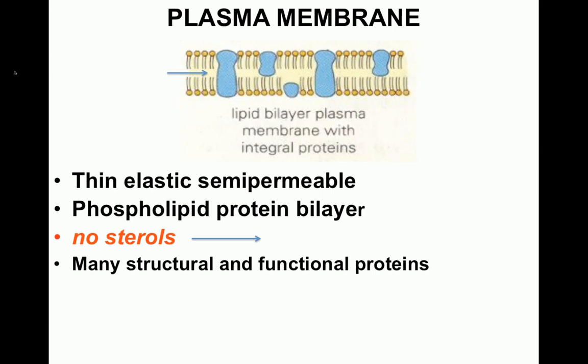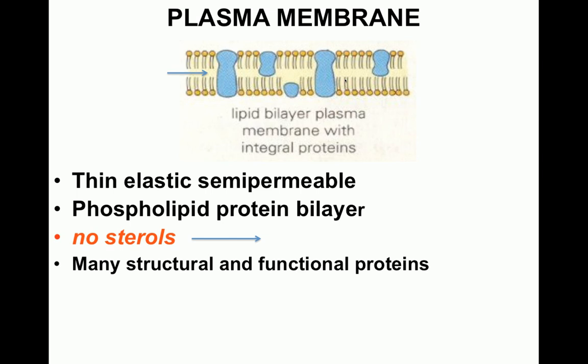The next is the plasma membrane, which lies just inside the cell wall. This plasma membrane, in both the eukaryotic cell and the prokaryotic cell, is a thin elastic semi-permeable membrane which is made up of phospholipid bilayer. As you can see over here, interspersed in this plasma membrane are various integral proteins, which are both structural and functional proteins.